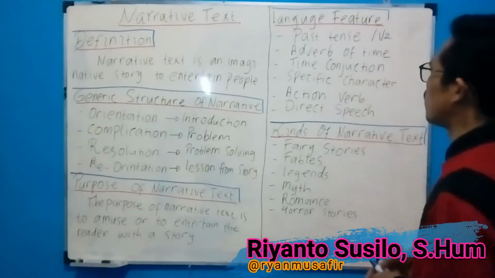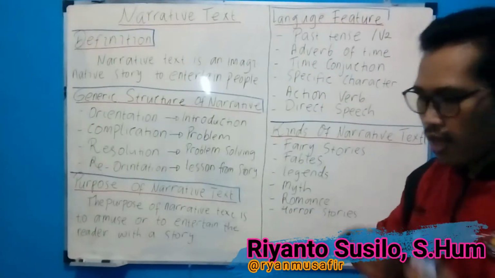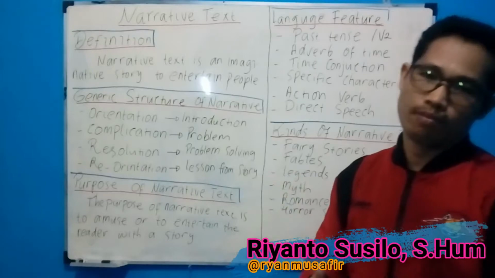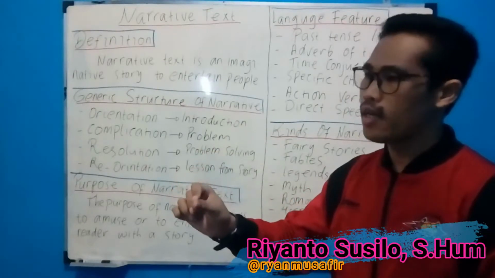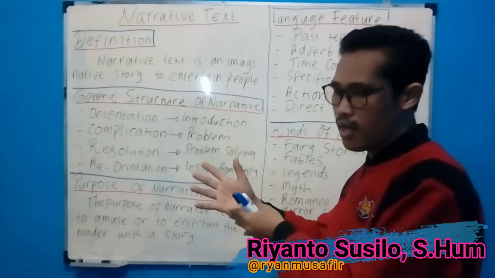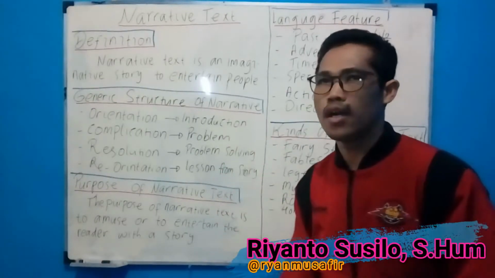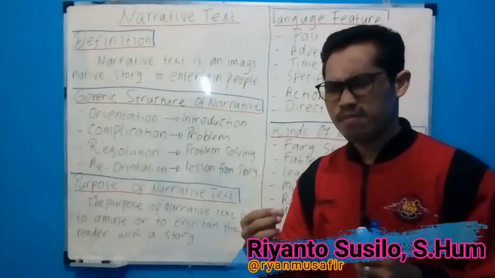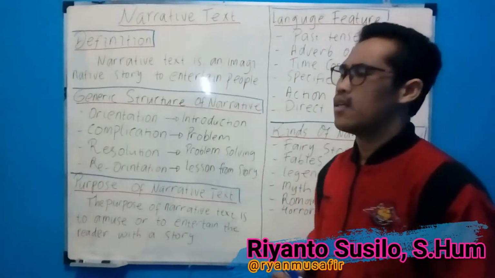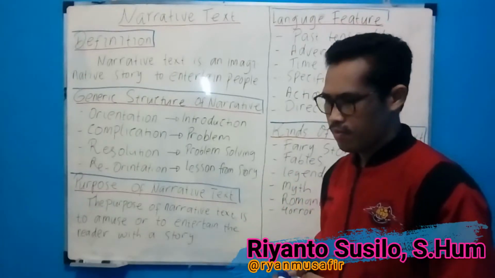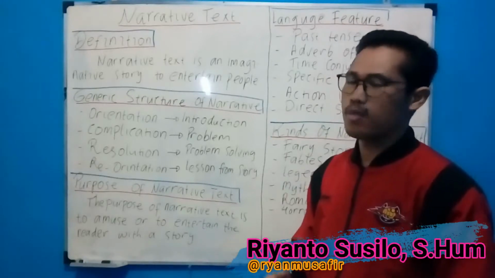Time conjunction ini adalah kata hubung waktu yang digunakan untuk menghubungkan satu cerita dengan cerita yang lain, satu kata dengan kata yang lain, satu paragraf dengan paragraf yang lain, misalnya dengan kata when, that time, dan lain sebagainya.